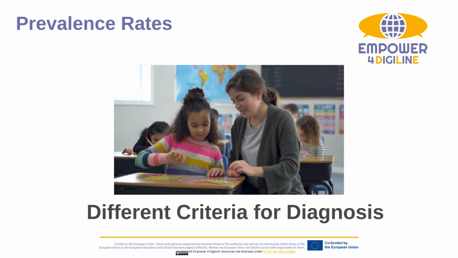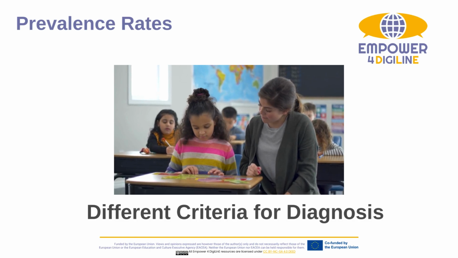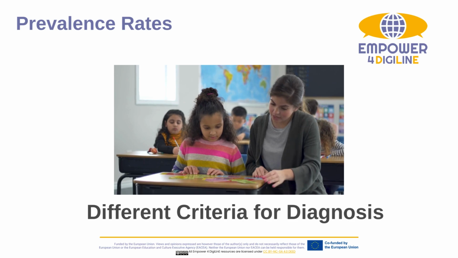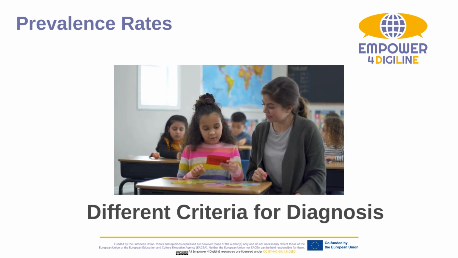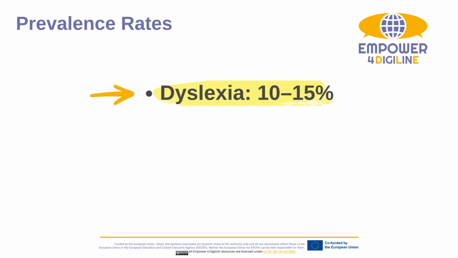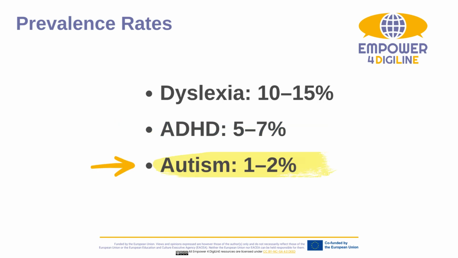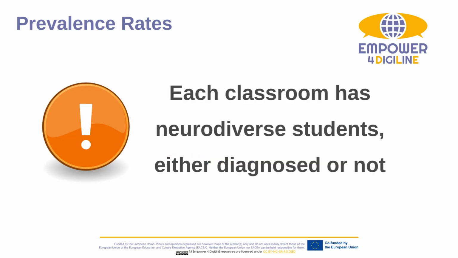Estimating how common these conditions are isn't easy, and here's why. Each country uses different criteria for diagnosis. Some countries do a lot of screening in schools, others almost none. In addition, not everyone seeks or receives a diagnosis. Still, we do have some estimates. Dyslexia affects around 10 to 15% of the population, ADHD around 5 to 7%, and autism around 1 to 2%, but possibly higher. Dyscalculia and dyspraxia are less well studied, but may affect 5 to 6% of people. It's important to note, these are not rare conditions. You likely have several neurodiverse students in your class, diagnosed or not.